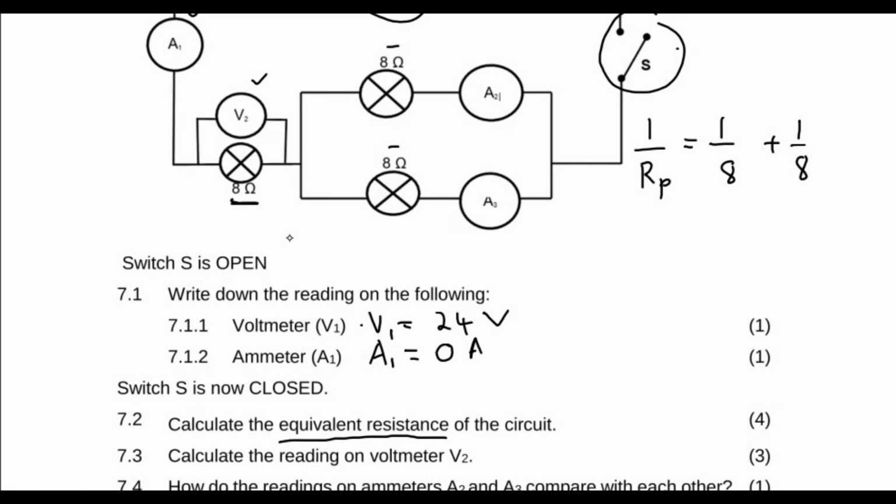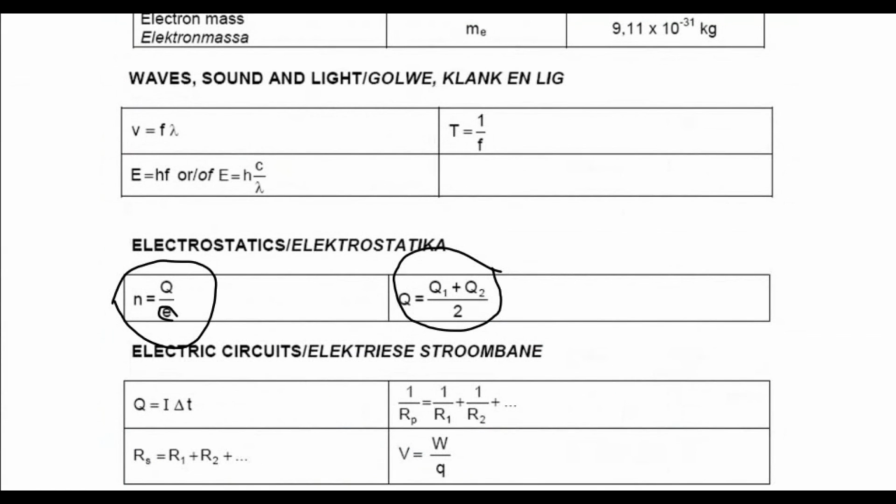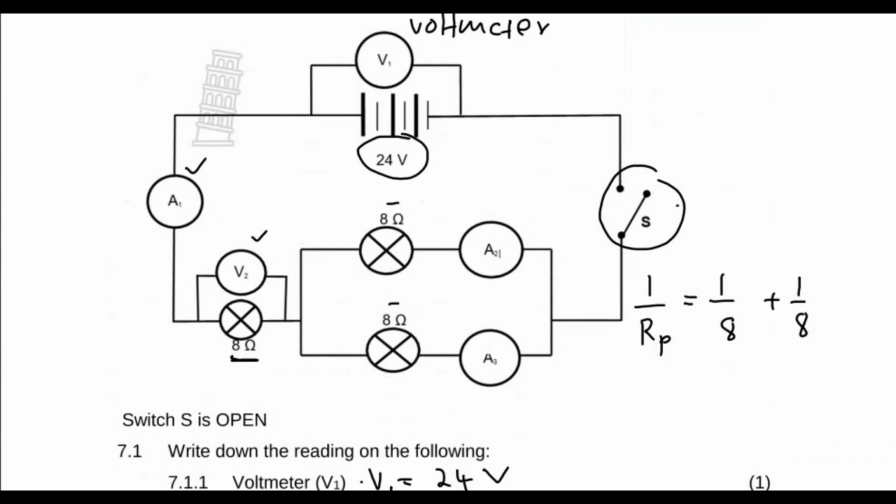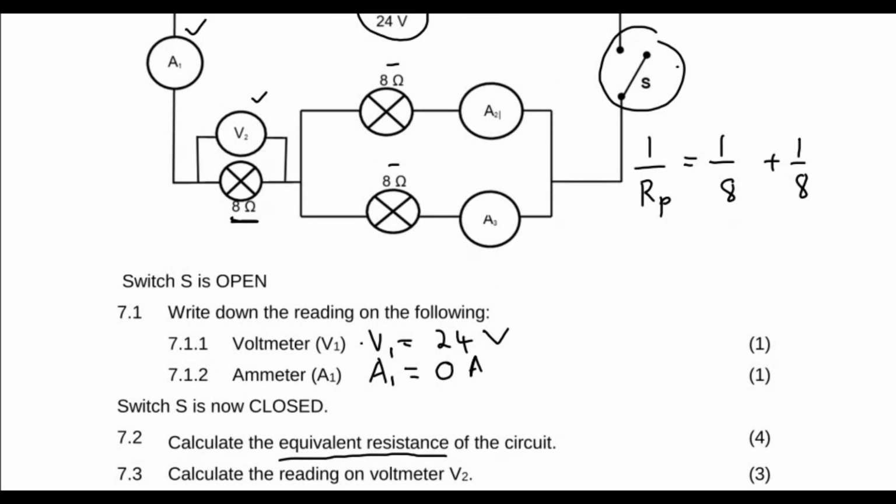Remember, typically that formula, I'm not sure if it's there at the back of your question paper. Let me go check. That's the memorandum. You see, it's 1 over Rp equals 1 over R1 plus 1 over R2. So this is the formula that I'm using. The resistance on the first light bulb is 1 over 8, and the other one is 1 over 8 as well. If you put that in your calculator, 1 over 8 plus 1 over 8 is 1 over 4.